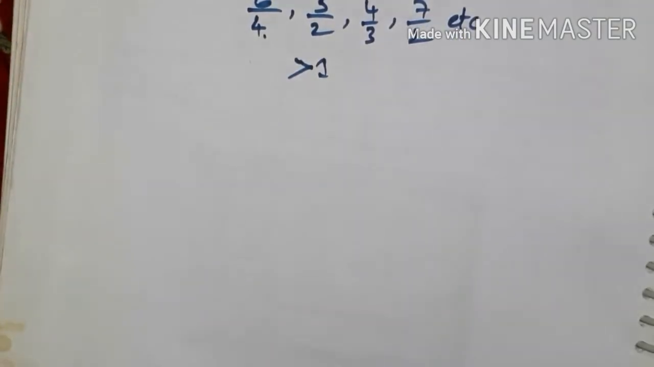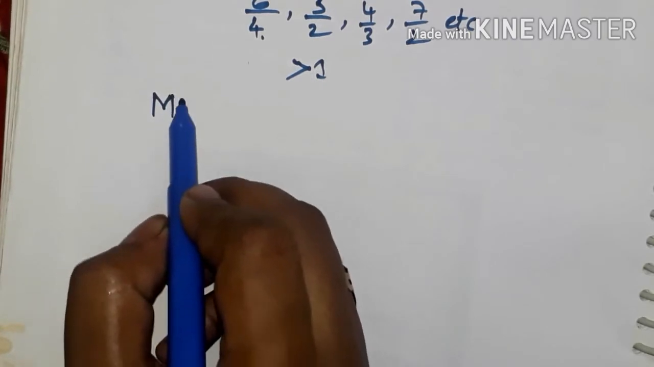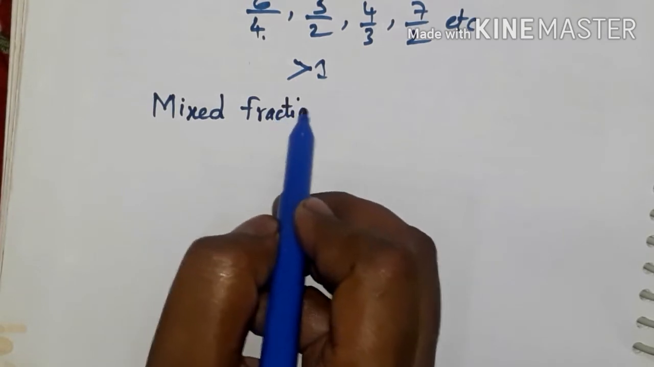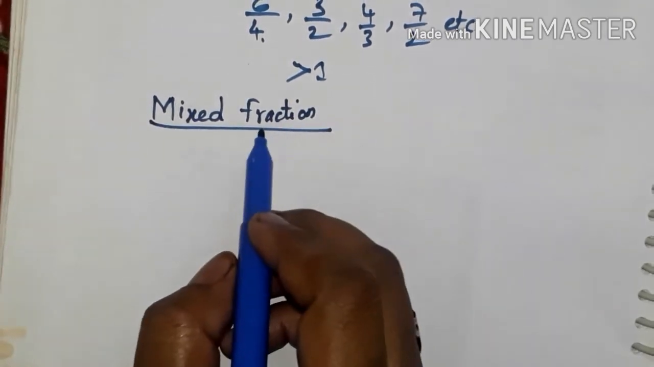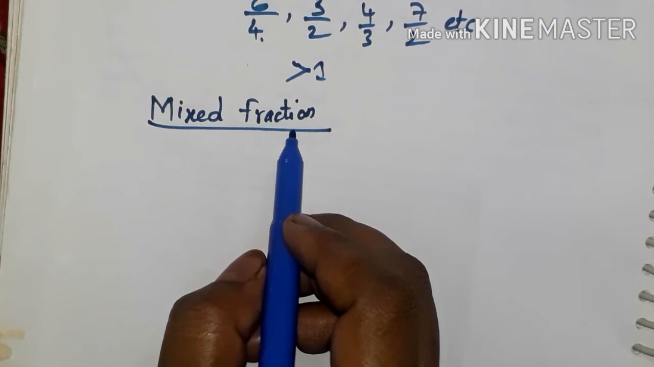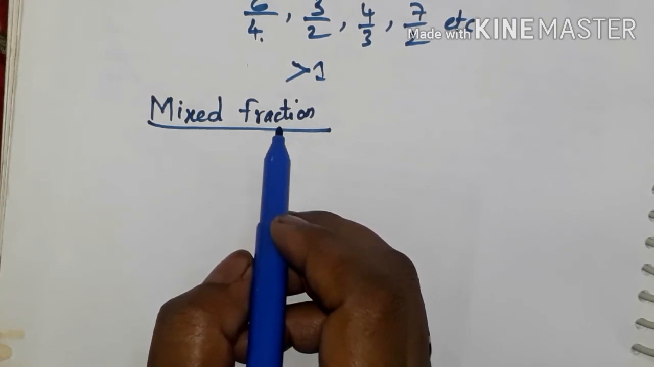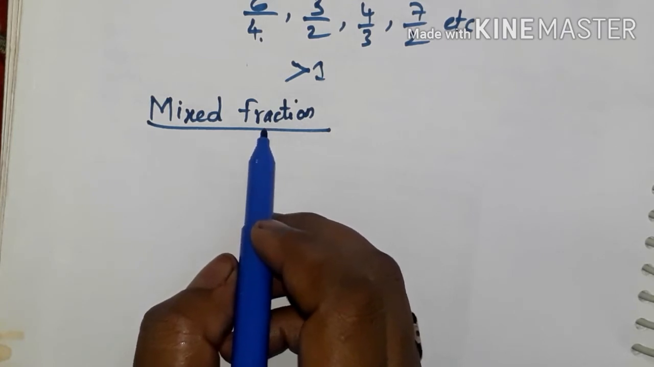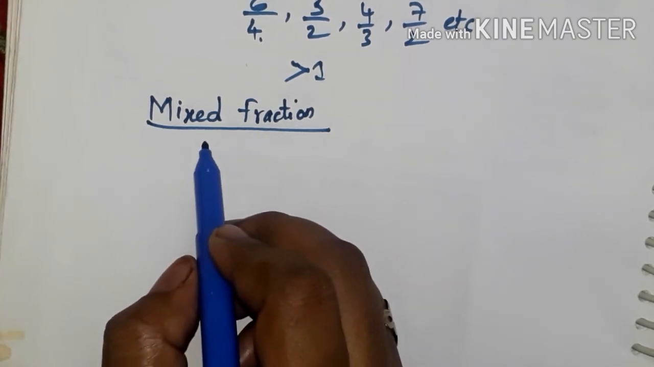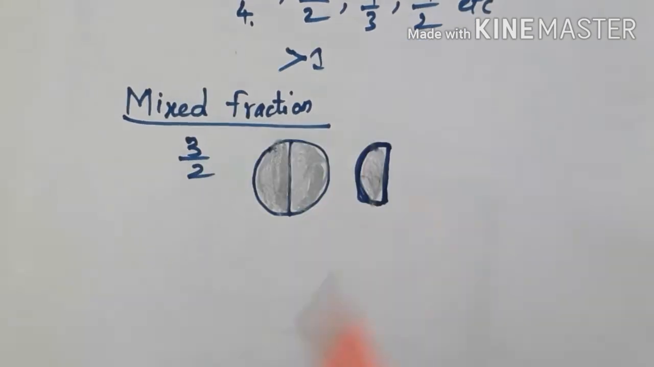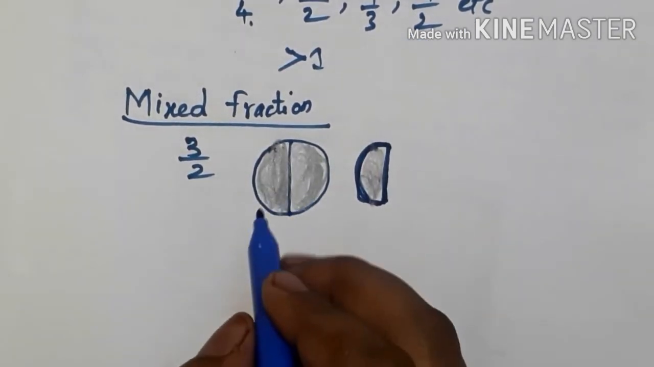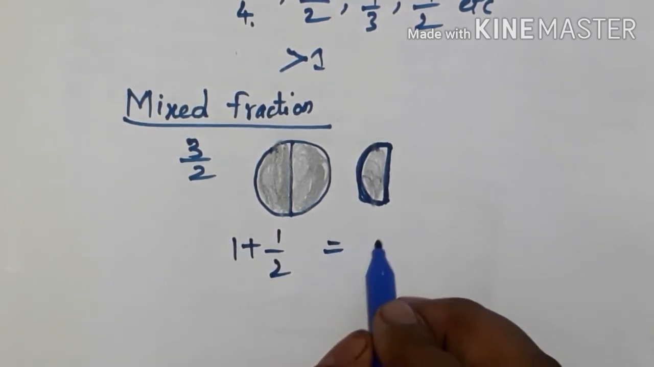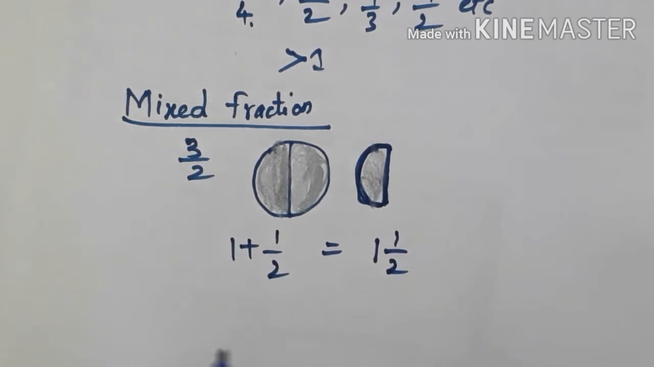Now, mixed fractions. An improper fraction can be written as a combination of whole and part. Such fractions are also called mixed fractions. For example, 3 by 2, we can write as one complete whole and half, that is 1 plus 1 by 2. This can be written as 1 and 1 by 2.